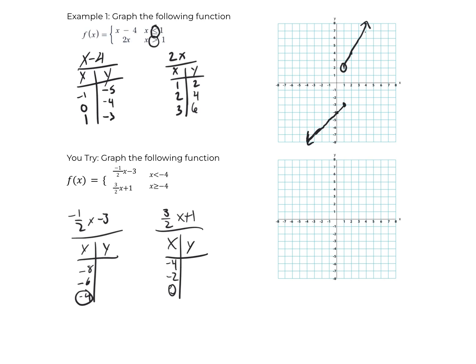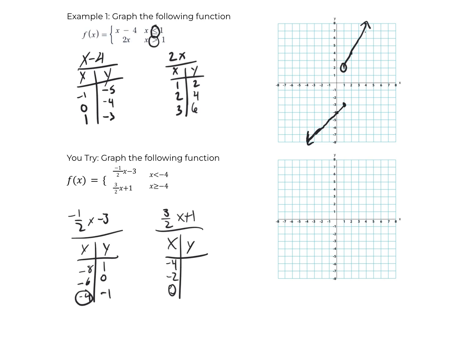All right, so run each of those through the function. Negative 1/2 times negative 8 is going to be 4. 4 minus 3 is 1. Negative 1/2 times negative 6 is 3. 3 minus 3 is 0. And negative 1/2 times negative 4 is 2. 2 minus 3 is negative 1.